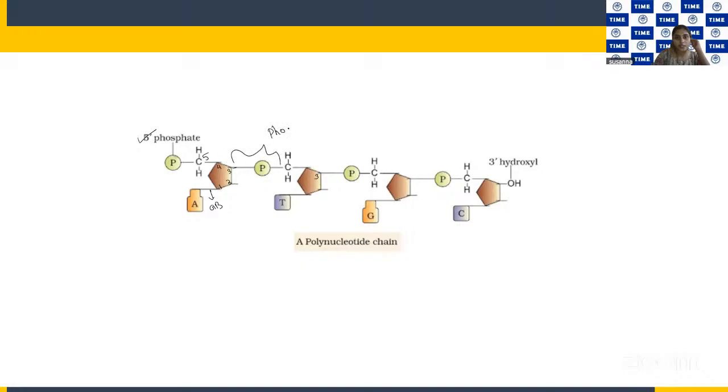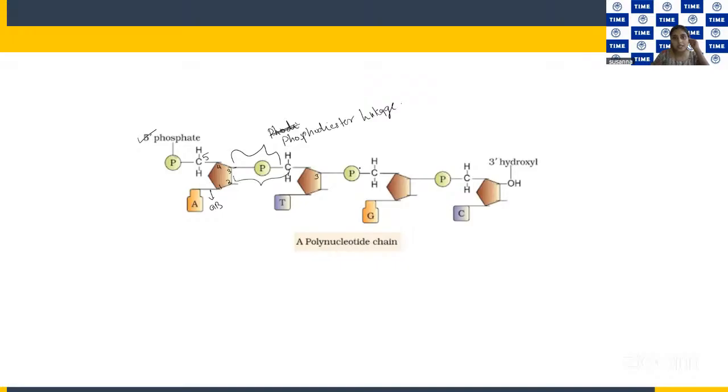So this is the phosphodiester linkage, sorry, spelling. Okay, this is the phosphodiester linkage, right? And this linkage, I am talking about this one. This is the phosphodiester linkage.